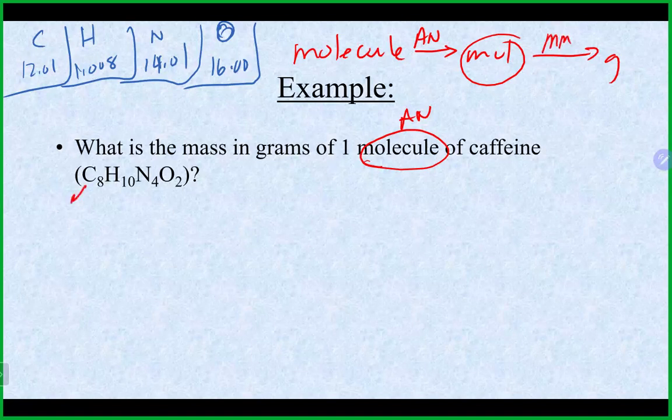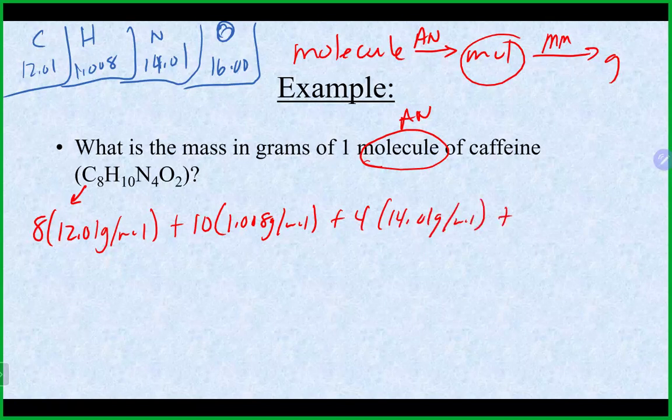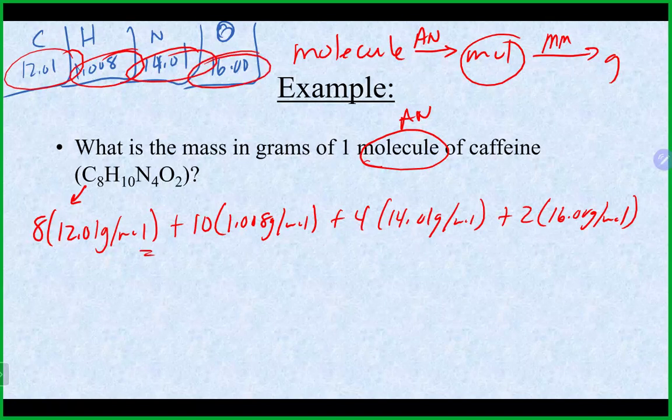To get the molar mass of this guy, there are 8 carbons at 12.01, 10 hydrogens at 1.008, 4 nitrogens at 14.01, and 2 oxygens at 16 grams per mole. All of these come from the periodic table. And if we do all that, we end up with 194.2 grams per mole. So again, we're going to use that eventually in our calculation as a conversion factor.